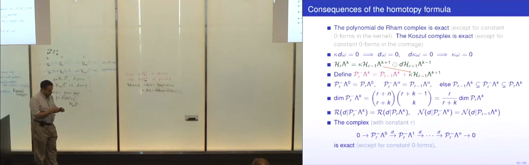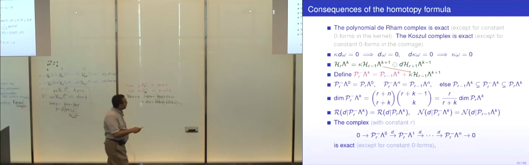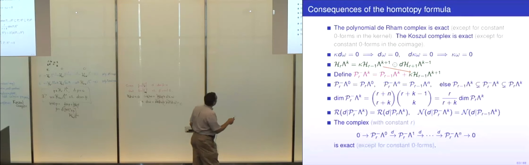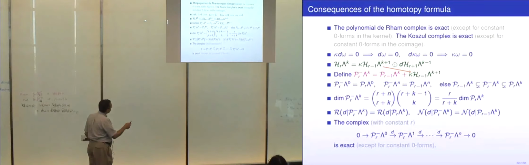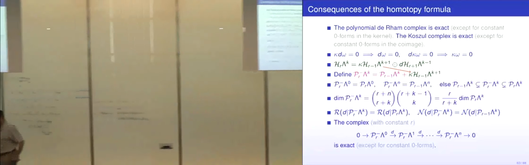Okay, and the same thing shows that d is one-to-one on the image of kappa, since this whole thing is symmetric. So that tells me that all k forms, homogeneous polynomial degree r k forms, break up into kappas and d's. Let's just see that clearly enough.